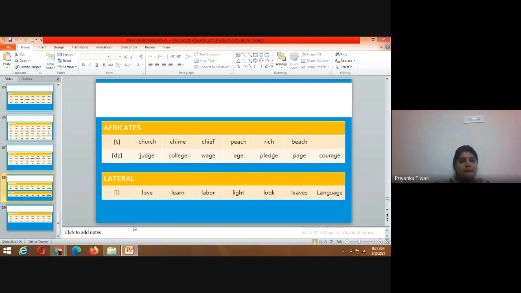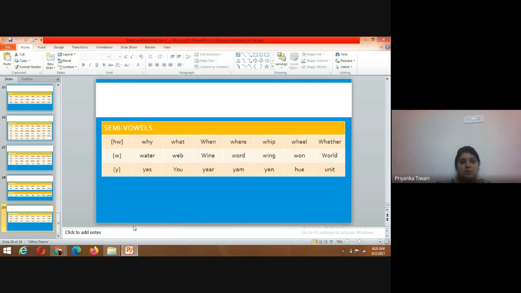Now the affricates: church, chime, chief, peach, rich, beach, judge, college. Then ways, ace, pays, courage, lecture. And L: love, learn, labor, light, look, leaves, language.